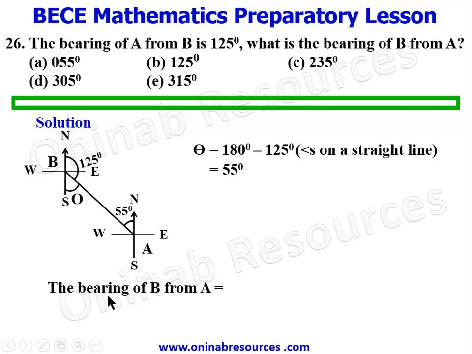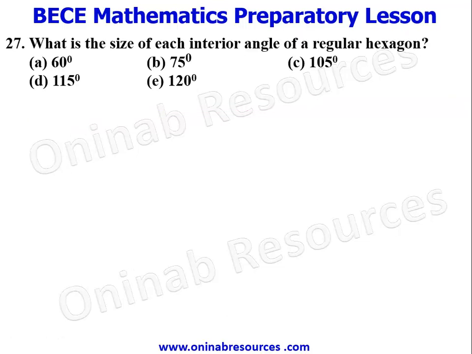So this is going to be the bearing of B from A will be 360 degrees minus 55 degrees, since that is angle at a point, which will give us 305 degrees. And that's option D. And that's the end of solution to problem 26. We go to 27.